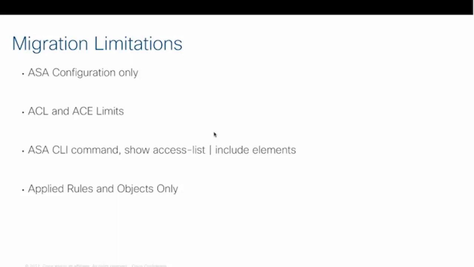Also, as discussed before, the network objects or any service objects used in the ASA configuration file should be associated with an access control rule or a NAT rule, and also the access control rules and NAT configuration rules contained in the ASA configuration file should be associated with an interface. Otherwise, the migration tool will fail to migrate them.